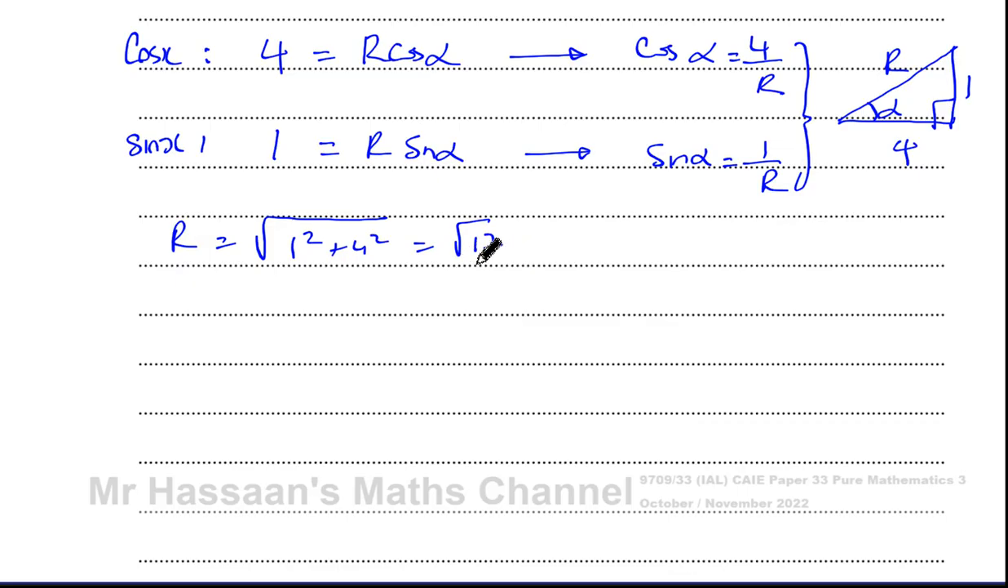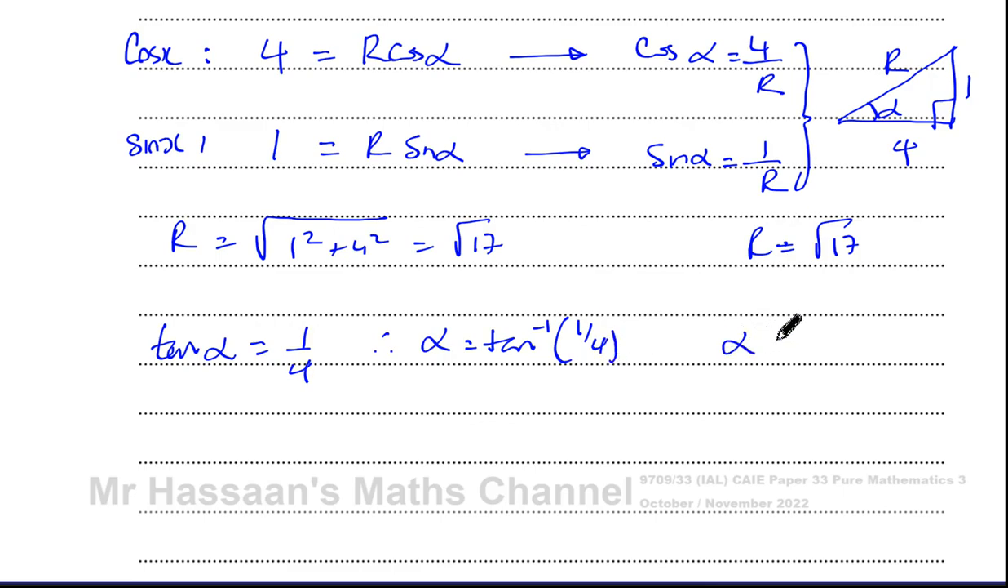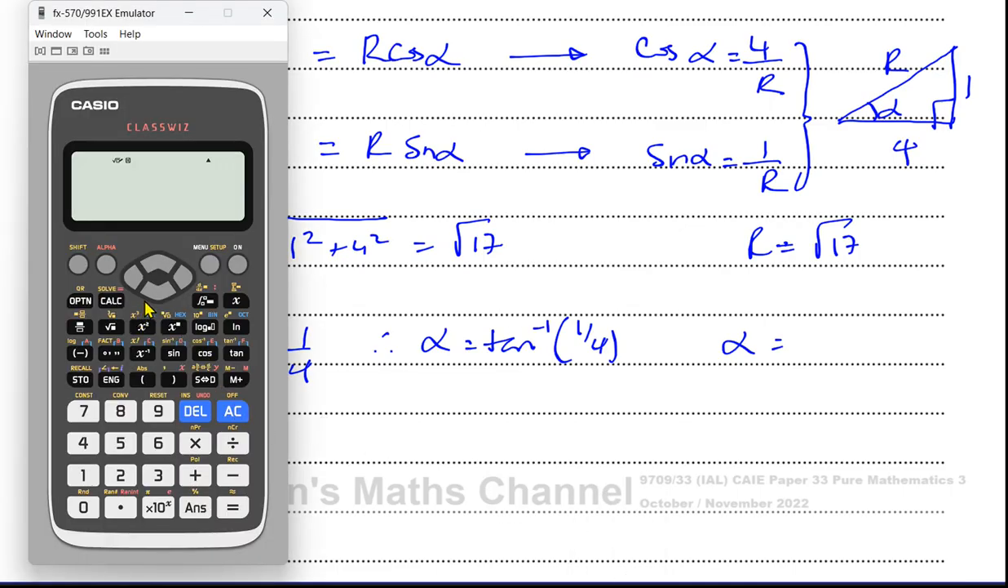R is in exact form, so we leave it like that. So r is equal to the square root of 17. And for alpha, I can say that the tangent of alpha is opposite over adjacent, 1 over 4. So therefore, alpha is equal to inverse tan of a quarter. So alpha is going to be equal to what? Take our calculator. We'll do inverse tan in degree mode. Yes, it is in degrees. Inverse tan of a quarter.